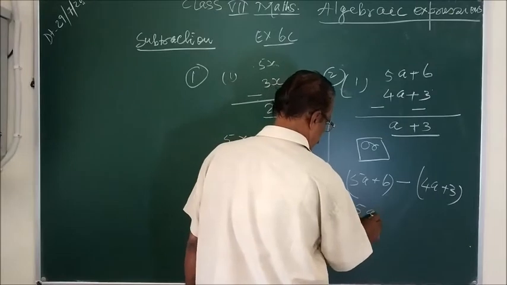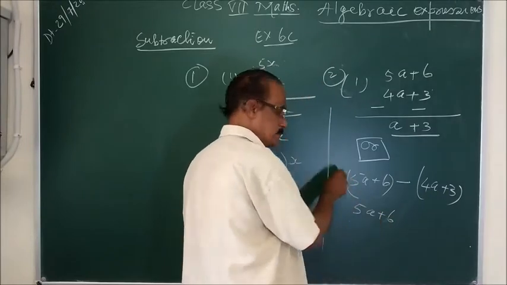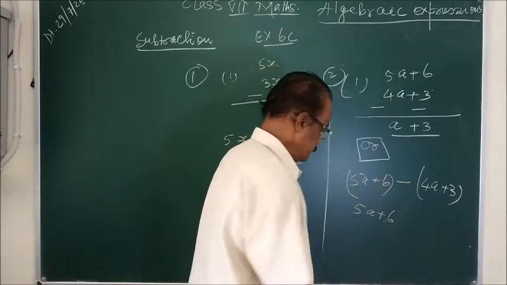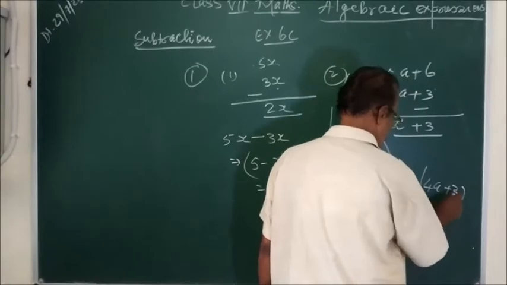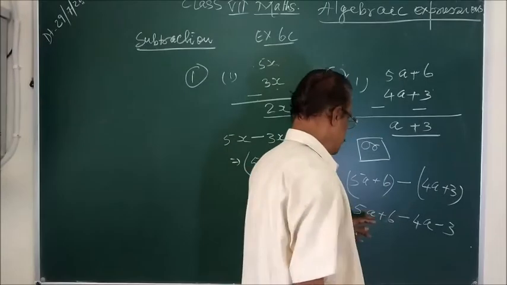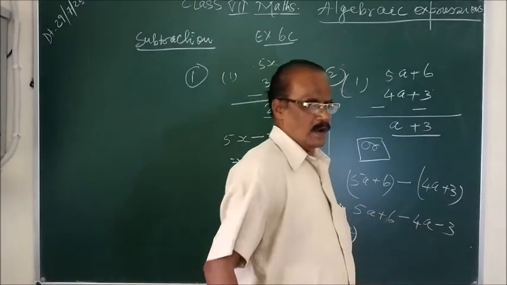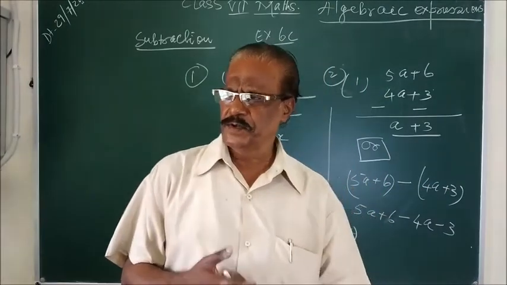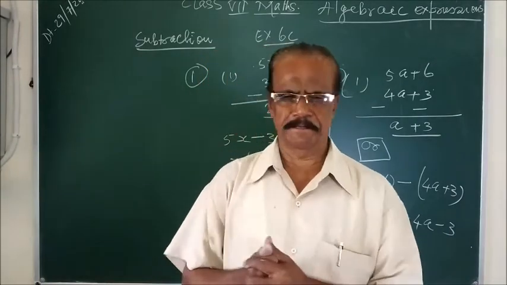This is already 5a plus 6. Because no sign means plus, if you remove the bracket, no change in the sign. Now this is 4a, so this will be minus 4a. This is plus 3, this will be minus 3. Now we have 4 terms: 1, 2, 3, 4. Now as I have explained, like terms should be added or like terms should be subtracted.